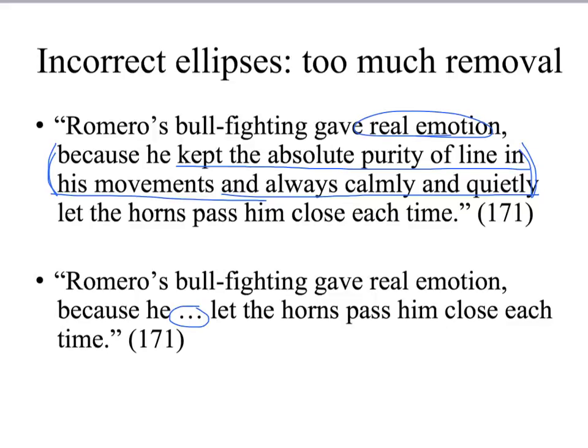This is Hemingway talking about bullfighting. This is one of those times where he's trying to describe something as true as possible. By removing all that information, we've actually taken the quote and turned it into something much less important by removing all the descriptions of Romero's ability. So this is an example of too much removal. Do not do this. Your quotes should look like the previous slide.